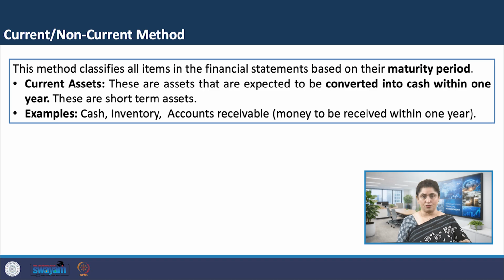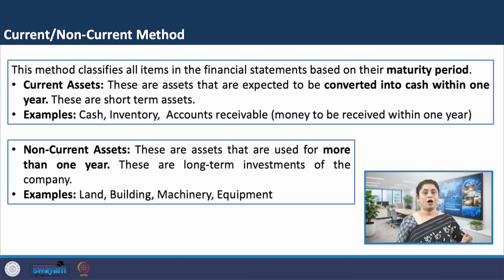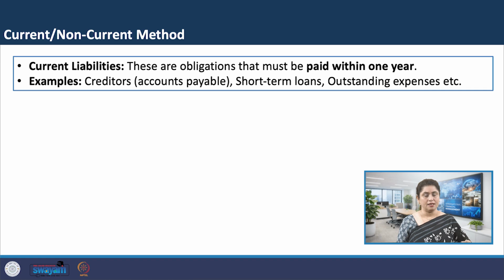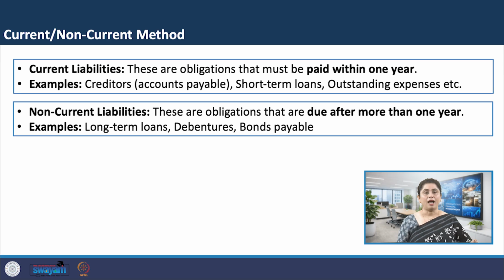Current assets are those assets which are expected to be converted into cash within 1 year. For example, cash, inventory, receivables. On the other hand, non-current assets are long-term assets used by the business for more than 1 year, such as land, building and machinery. Similarly, on the liability side, current liabilities are obligations that have to be paid within 1 year, like creditors or short-term loans. And non-current liabilities are long-term obligations such as long-term loans or debentures.